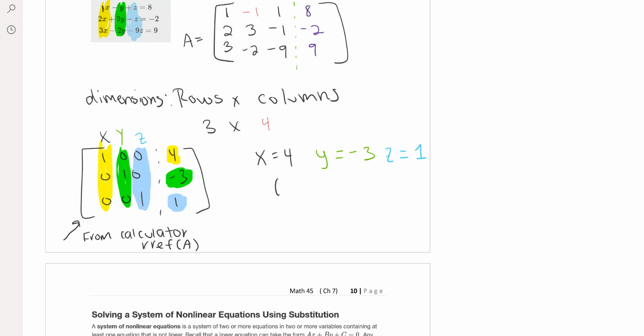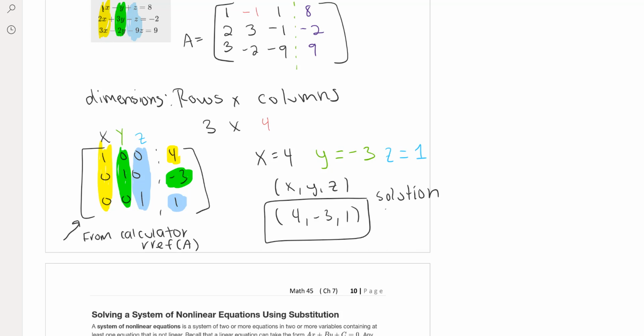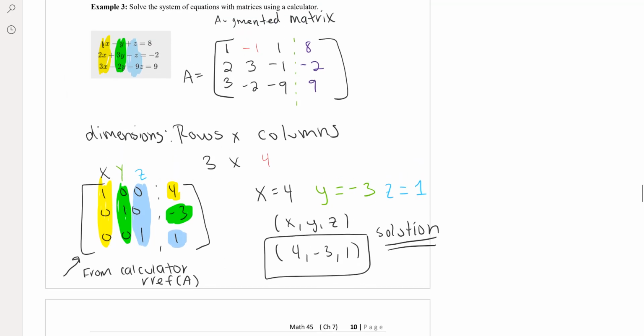Remember, we always want to write our solution as an ordered triple in alphabetical order, x, y, z. So in this case, it would be 4, -3, and 1 as my solution. And that is how I solve the system of equations with matrices using a calculator.